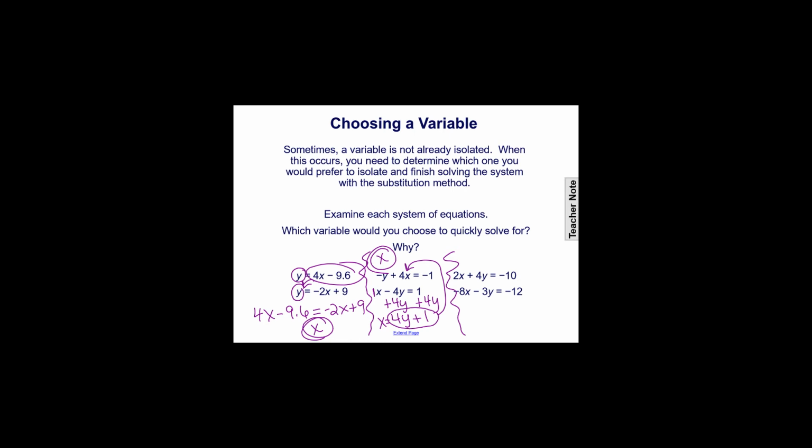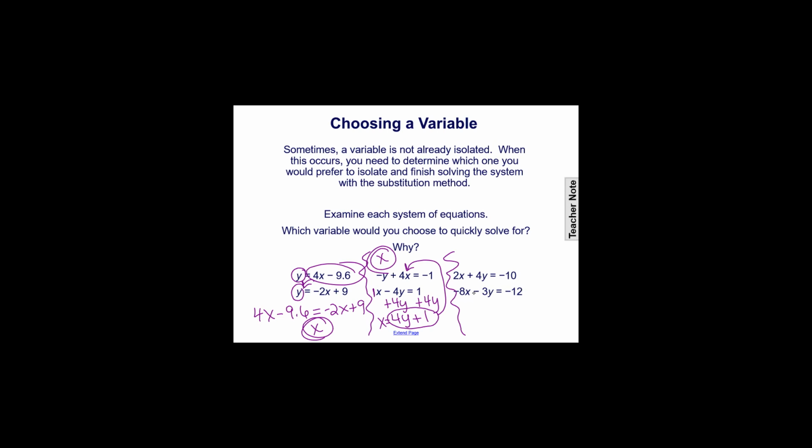It can be a little confusing, but really just look at the system, what they're giving you, and think about which variable you would choose to quickly solve for at first. And think about that as we now go to the last system, because we have 2x plus 4y equals negative 10, and negative 8x minus 3y equals negative 12.